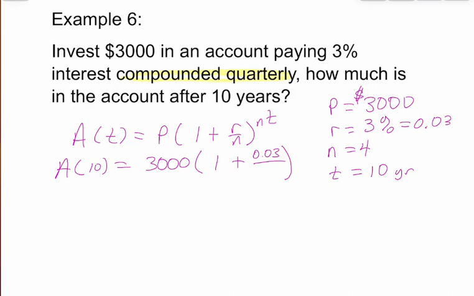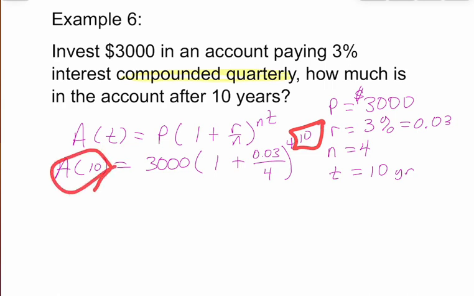I'm sorry, my N is 4. How about if I put the 4 in the right spot? Okay, so let's just kind of break this down for a minute. So here's my starting amount, 3,000. Here is my interest rate, which I've written as a decimal. Here is how many times per year they're giving me interest, 4 times. And then the T is there.